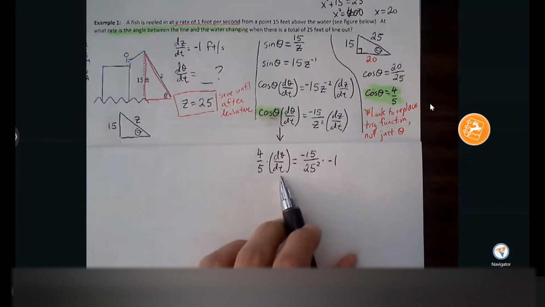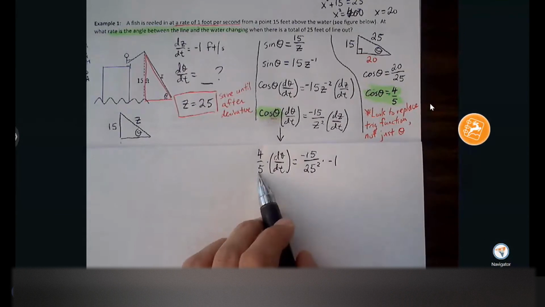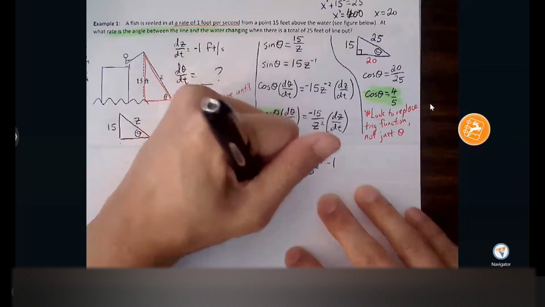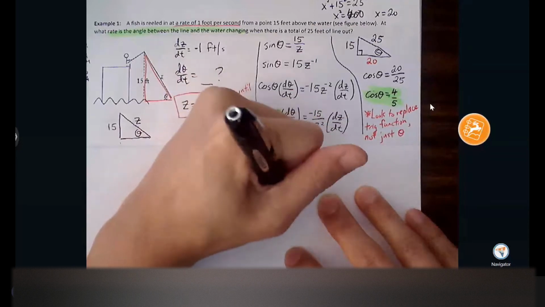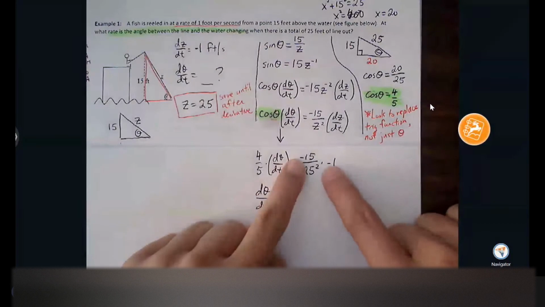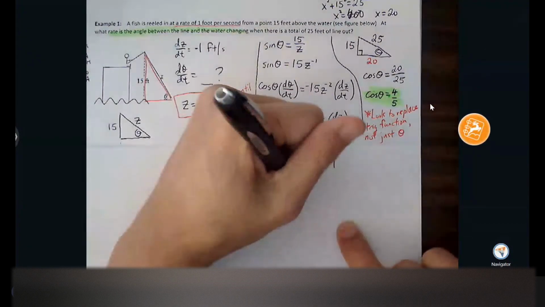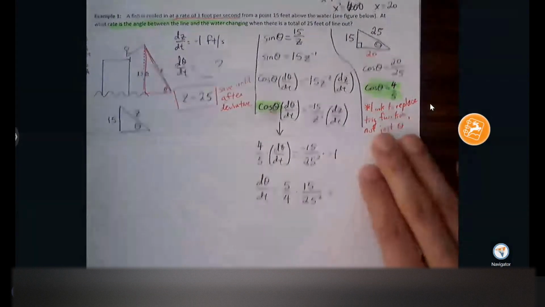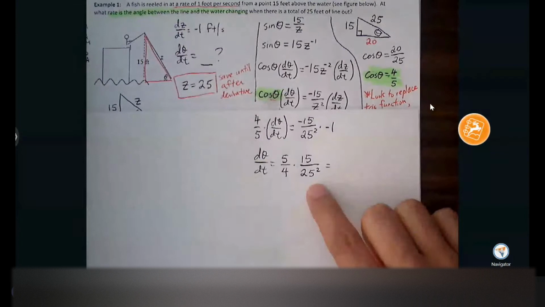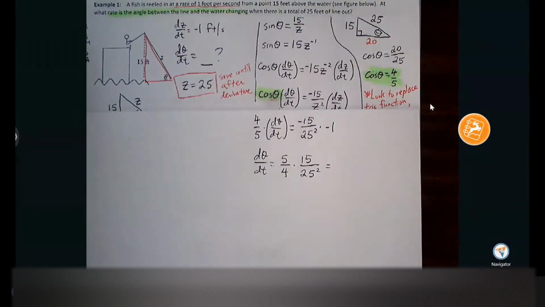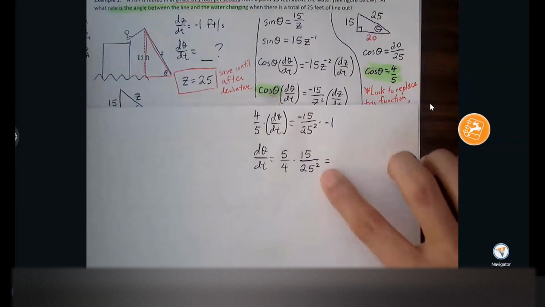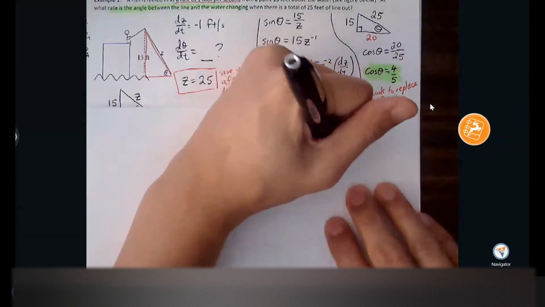We want to solve for d theta dt. I'm going to divide both sides by 4/5, which is the same thing as multiplying by the reciprocal. The two negatives cancel out. And then we just make the calculator do the rest of the work for us. And we get 3 over 100.